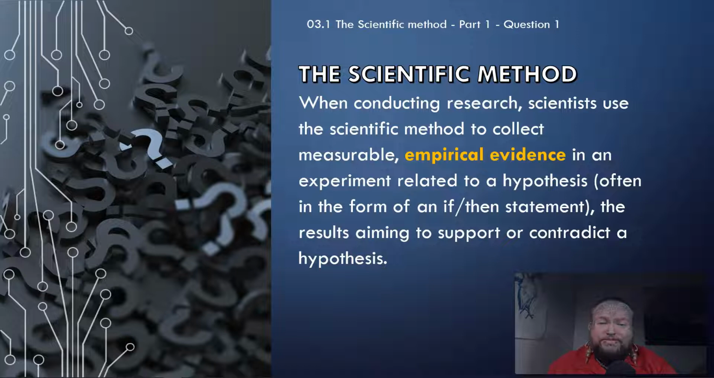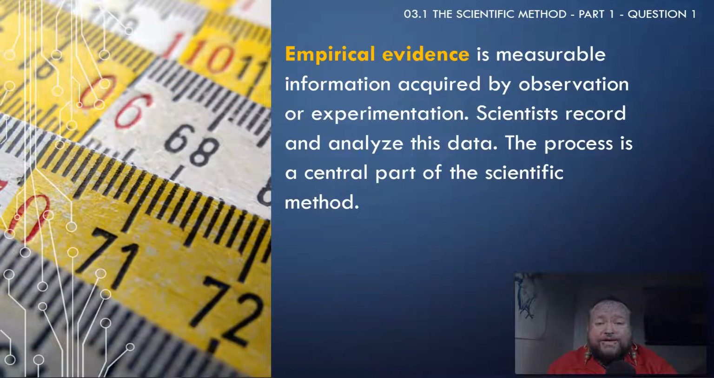and falsifiable. So empirical evidence is measurable information acquired by observation or experimentation. Scientists record and analyze this data. The process is a central part of the method. So key here is the fact that it's measurable. This is something where you have to use some kind of tool to get a number back with a unit associated with it. And that is the basis of all this evidence. No matter what we're looking at, it has to fall under empirical evidence: I've observed it, I have taken a measurement, I have quantified it in some way. And also it came from the experimentation phase.